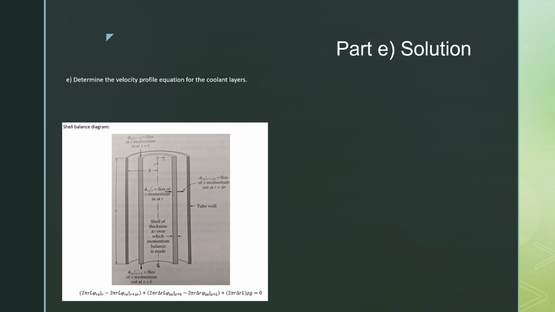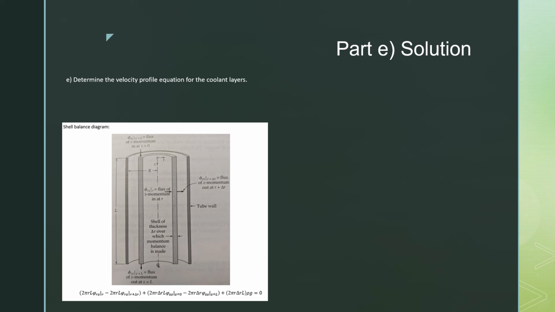So part E asks for a velocity profile equation for the coolant layers. So this will start with your basic shell balance diagram and then performing a momentum balance on that shell, which will ultimately lead to the equation seen at the bottom here.